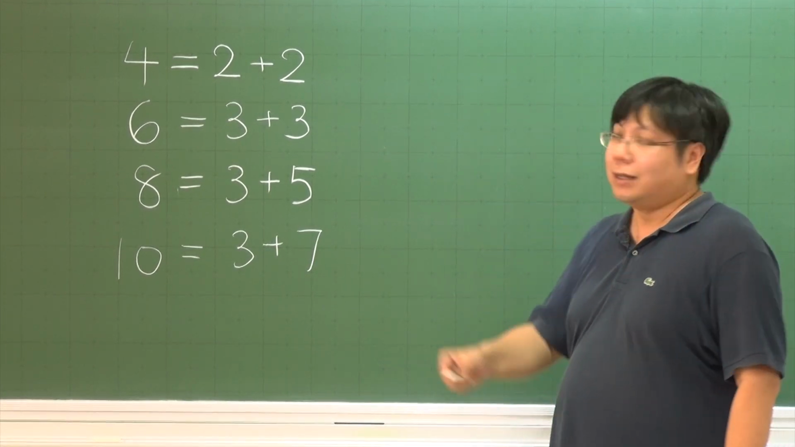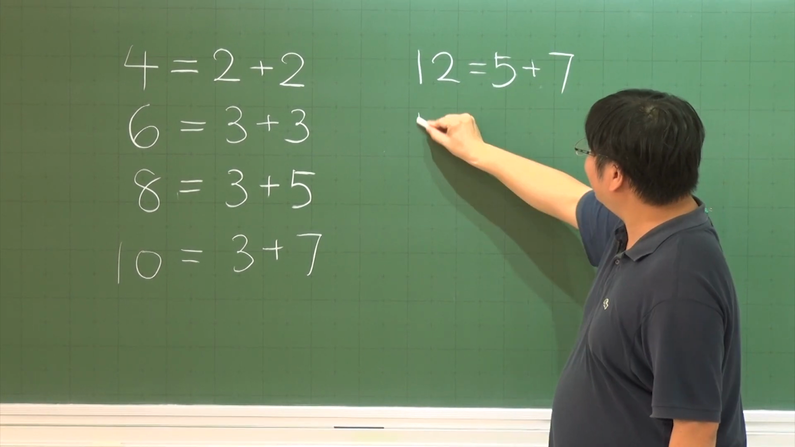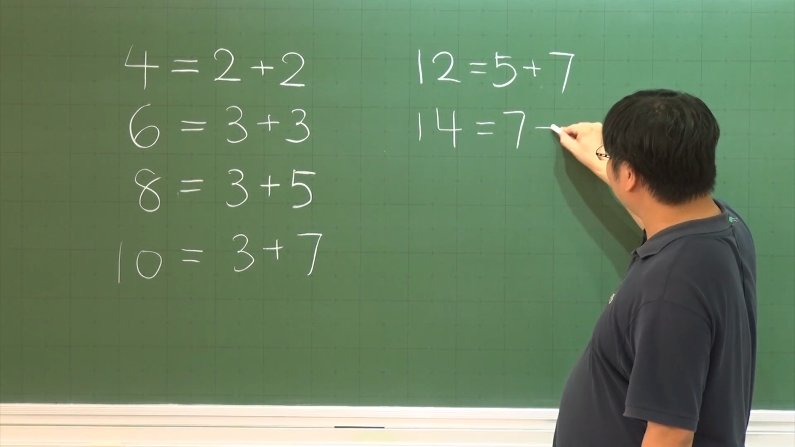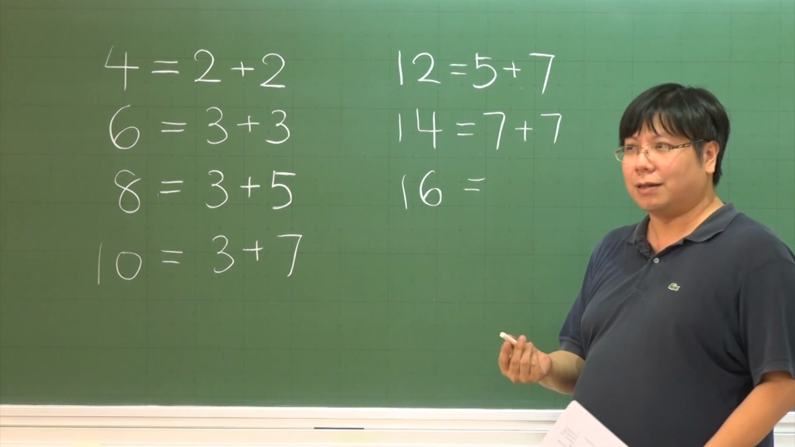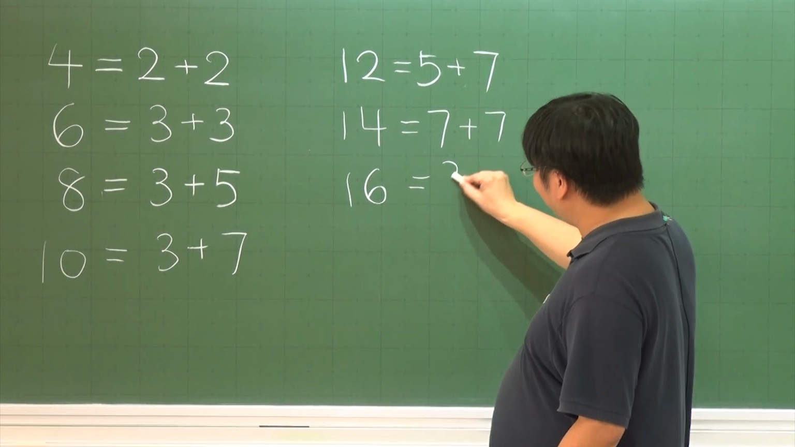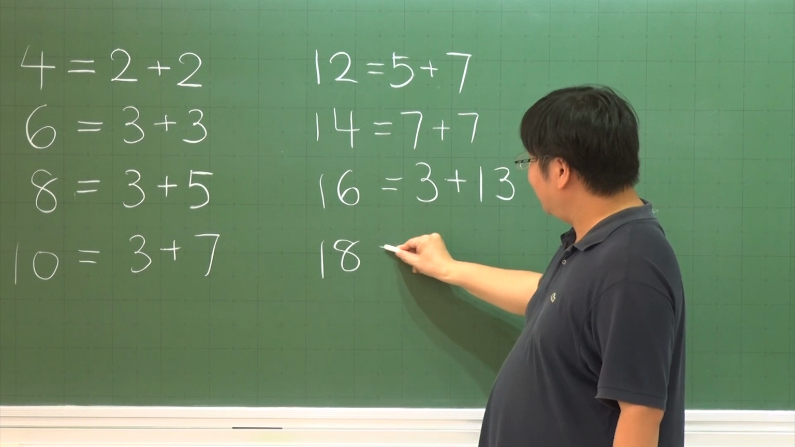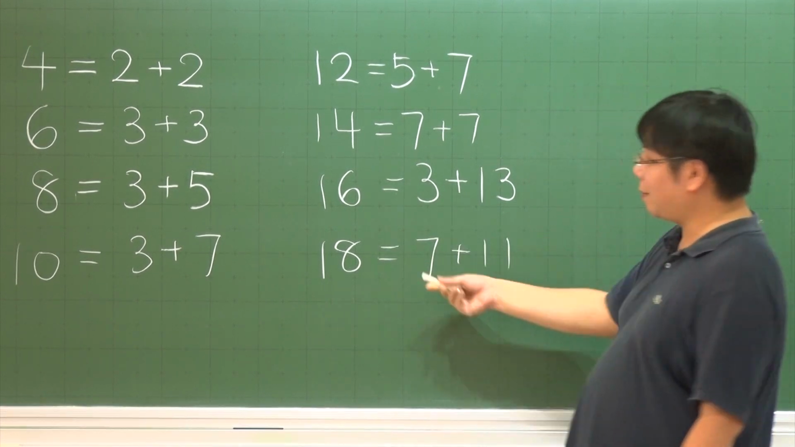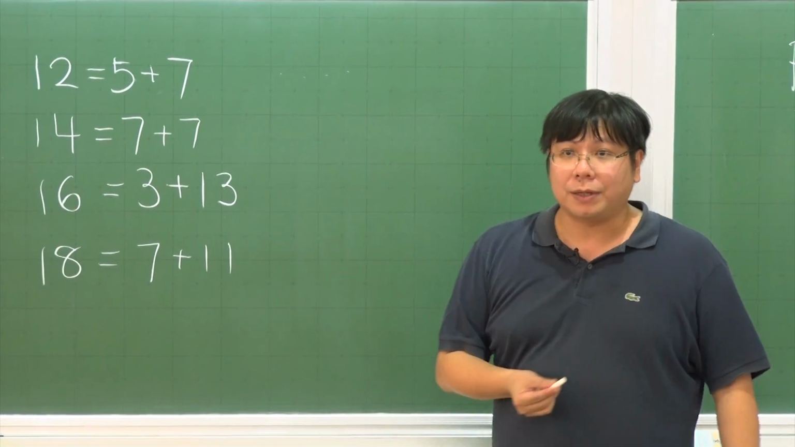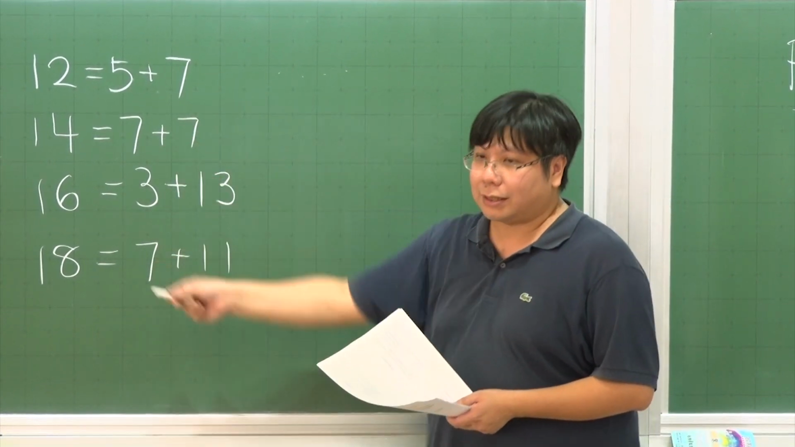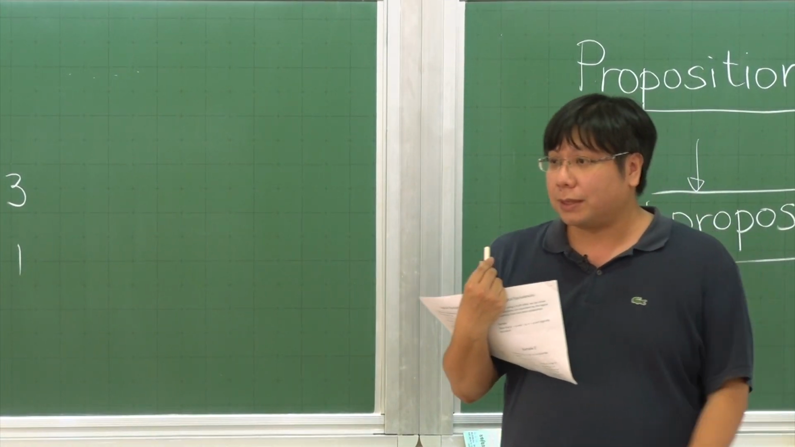Is that okay? And then 12, 5 plus 7, 14, 7 plus 7, 16, 3 plus 13 or 5 plus 11, okay, and then 18, 7 plus 11, or there can be other options. Is that okay? Now it seems that for all the even numbers, looking at this trend, you can express this as a sum of 2 primes.